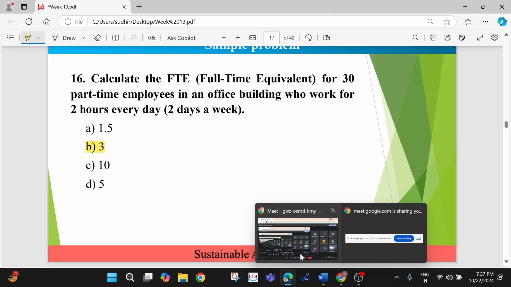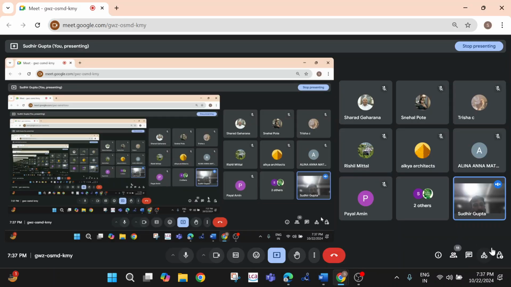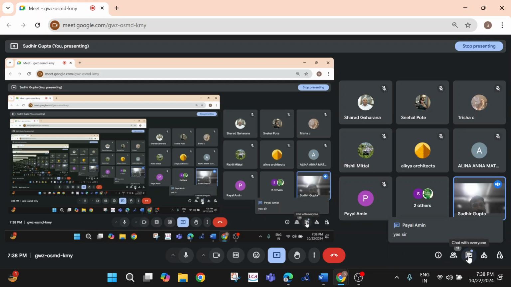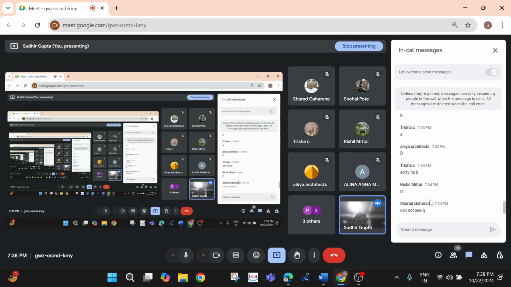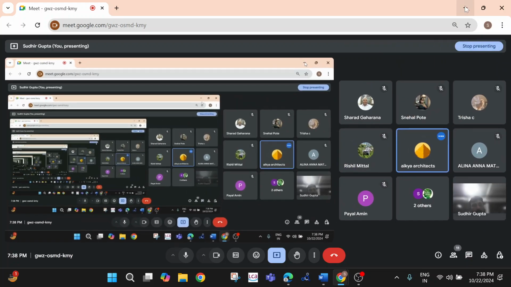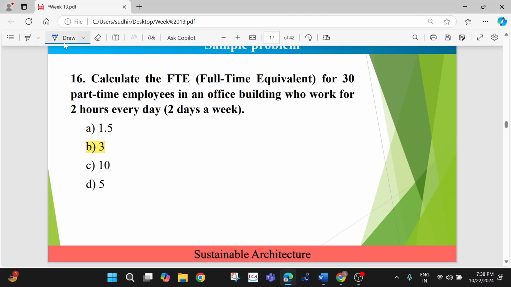So is it clear to all, or should I explain how it is done? Similar kinds of questions I have discussed. So let me ask Akia. Is it clear to Akia now? No, sir, I'm not clear on that. Okay. So let me explain this kind of question for you. Whenever you are calculating this full-time equivalent, simply try to know what this full-time equivalent refers to.